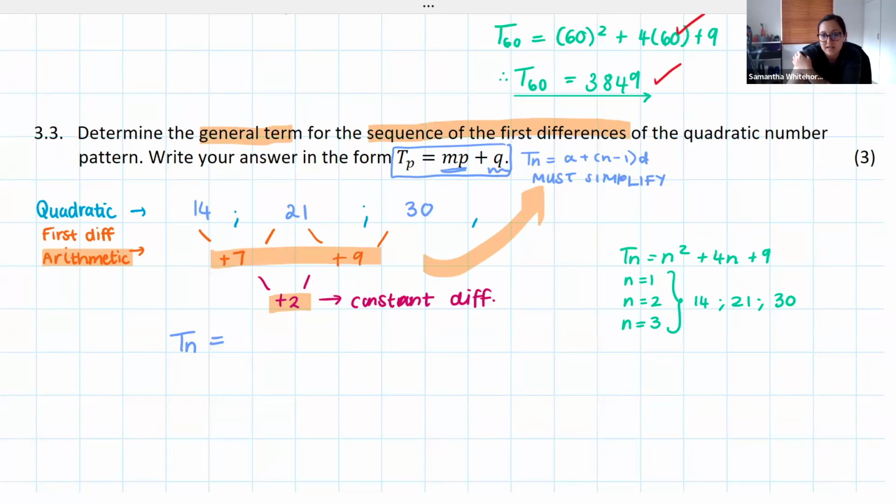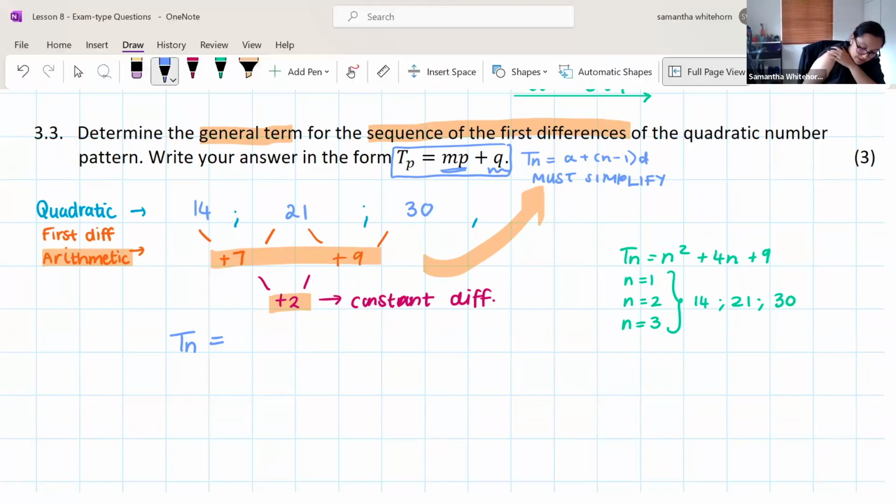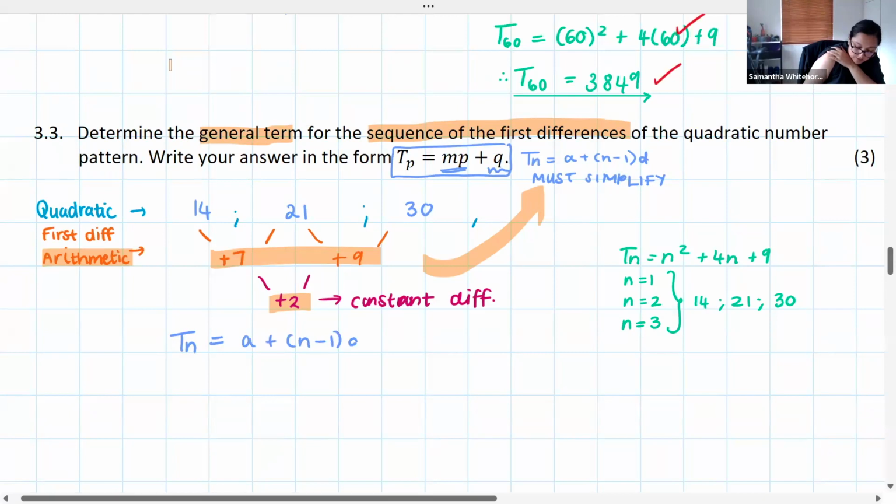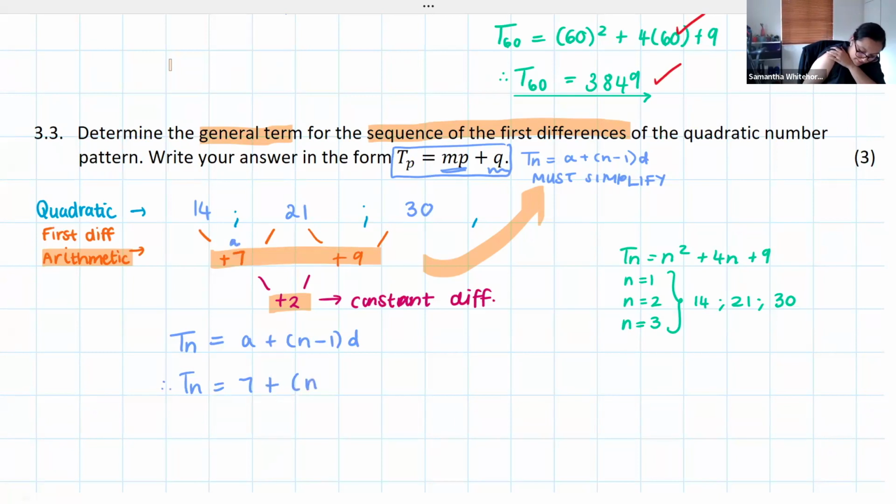Right, guys, nice. I like what I'm seeing. I'm just going to do the substitution so that we can all see. Remember, it's A plus n minus 1 times D. So Tn is equal to A. 7 is my A term. 7 plus n minus 1 times my constant difference 2.